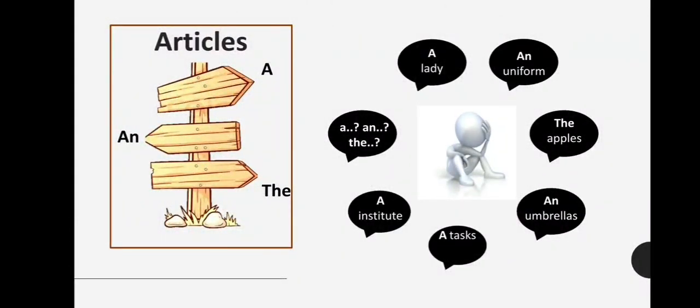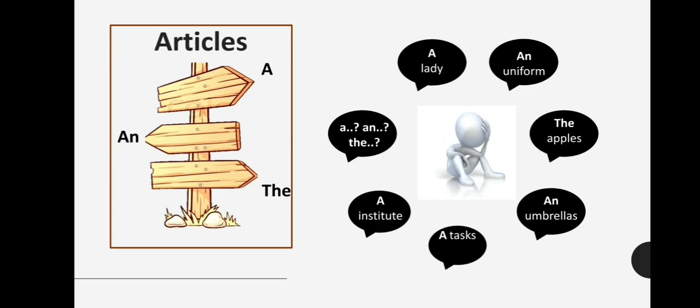Many times we get confused about which of the three articles, that is a, an, and the, to use where. Oh, the Zuzu. Now see how confused he is. A lady, an uniform, the apples and umbrellas, a task, a institute, a and the, a lot of confusion. Did I put all the articles correctly? Maybe yes, maybe no. Now Zuzu is already confused. But to be 100% confident about it, let us study the articles from the roots.